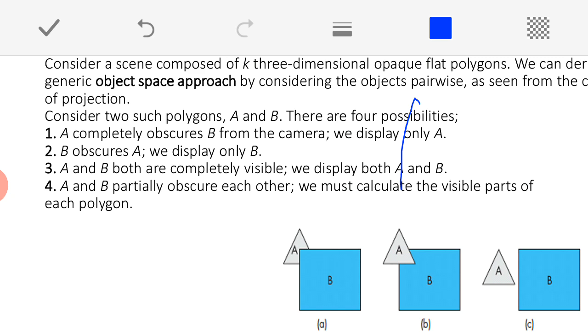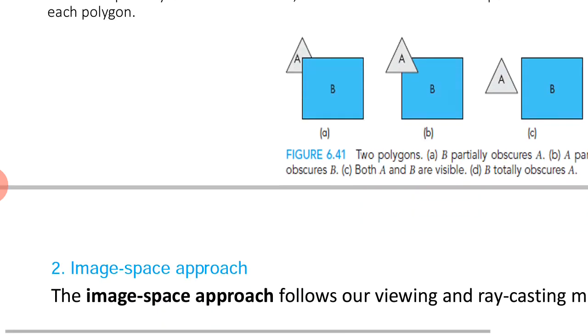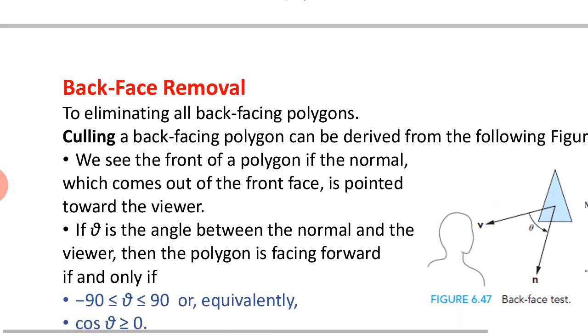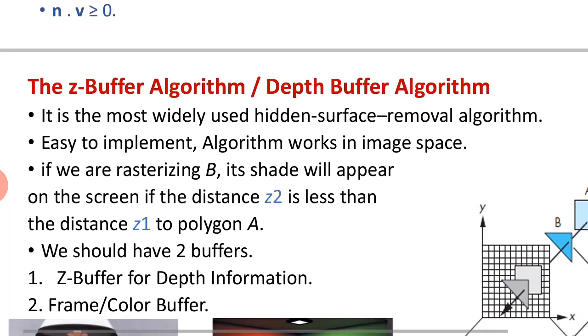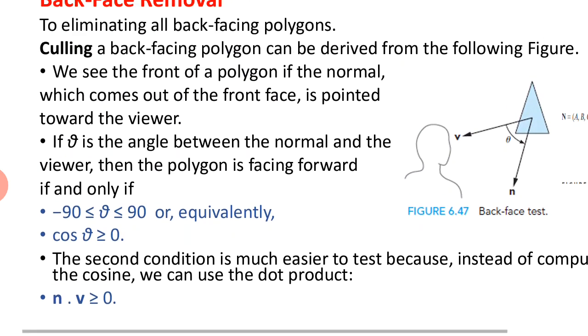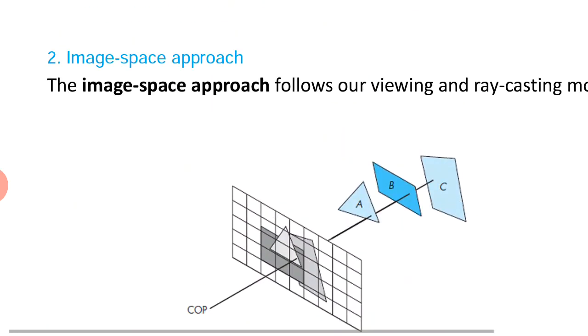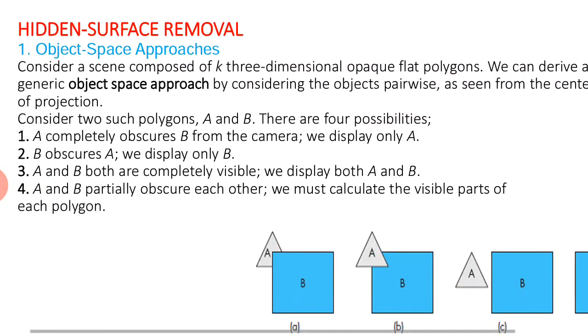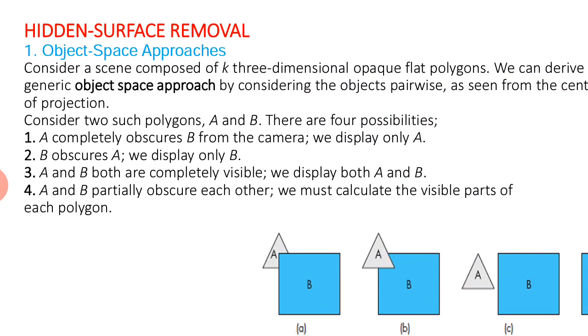The first one is back face removal. Today we are going to discuss back face removal, and that is one method, and another method is very popularly known as the Z buffer algorithm or depth buffer algorithm. So, these are the two concepts that we are going to study under this particular topic, and these two are the methods with which we can remove the hidden surface, or detect the surfaces which are visible.